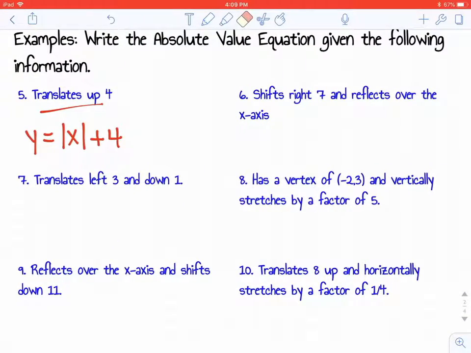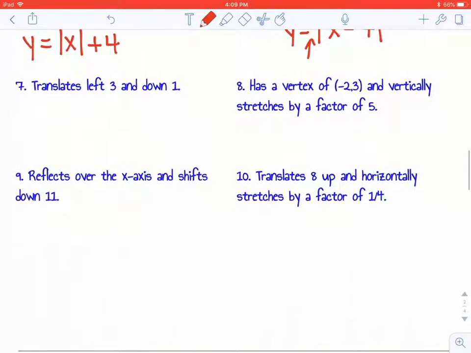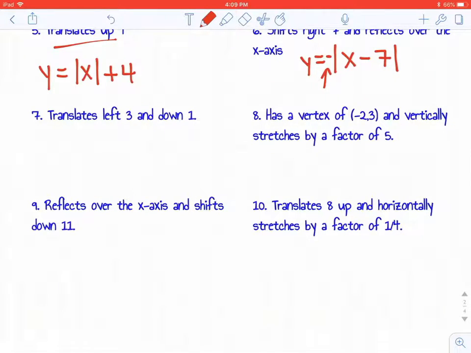So let's look at another one. Number 6 says shifts to the right 7 and reflects over the x-axis. So right 7 is inside the absolute value symbol, and right means it's minus 7. And reflects over the x-axis means we need a negative in the front right there, because it makes it open down. Translates left 3 and down 1. So left 3 needs to be inside the absolute value symbol, and left we represent with plus 3, and then down 1 needs to go out behind the absolute value symbol, where the k would have been.